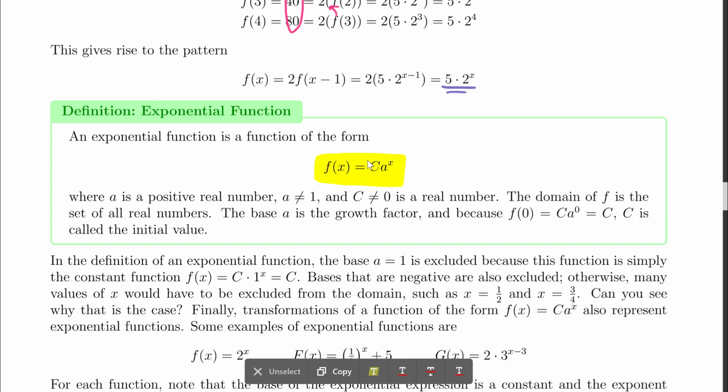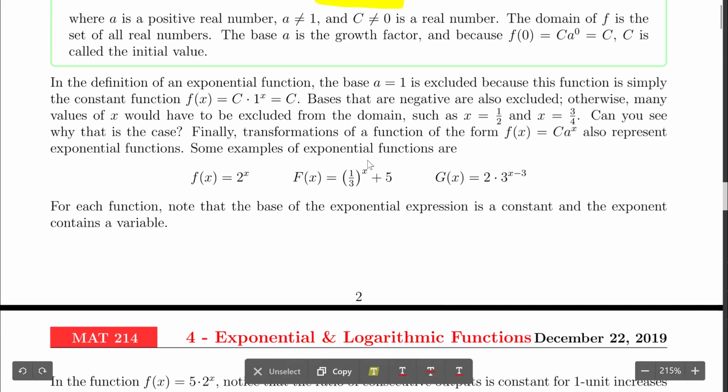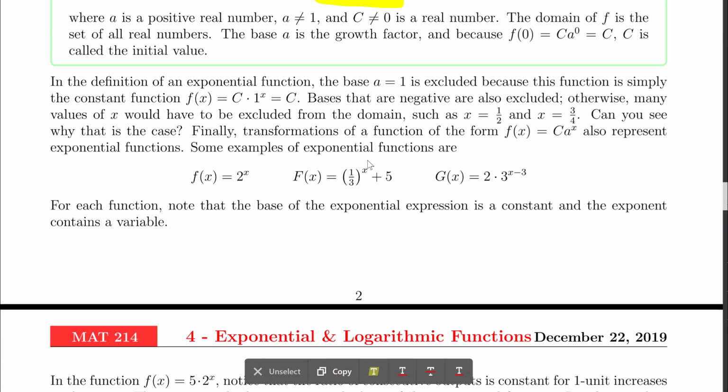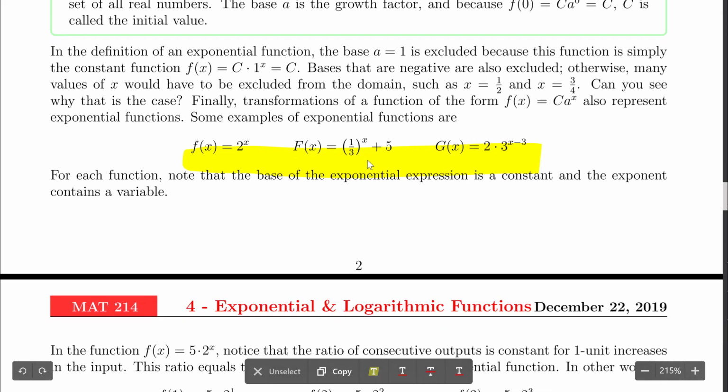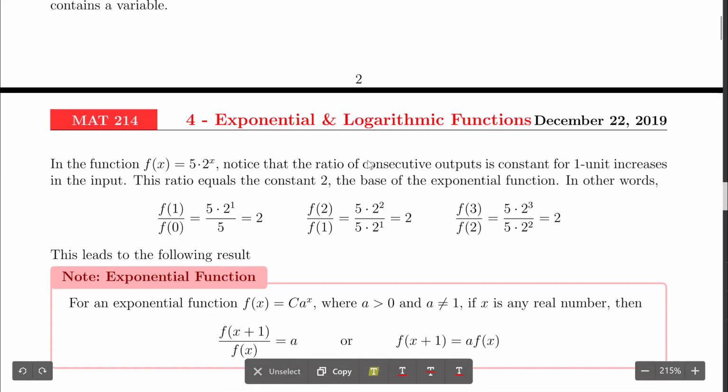So back at the previous example, our initial value for the function was 5, and we were doubling, so it means we were multiplying by 2. That was our growth factor, and that's how we came up with the equation 5 times 2 to the x. Some examples of exponential functions are illustrated right here. Anything that has the variable in the exponent will be considered exponential.